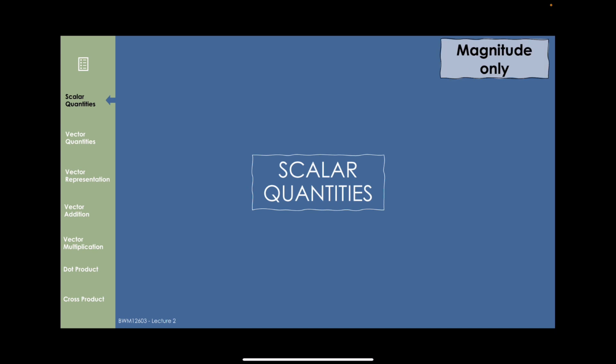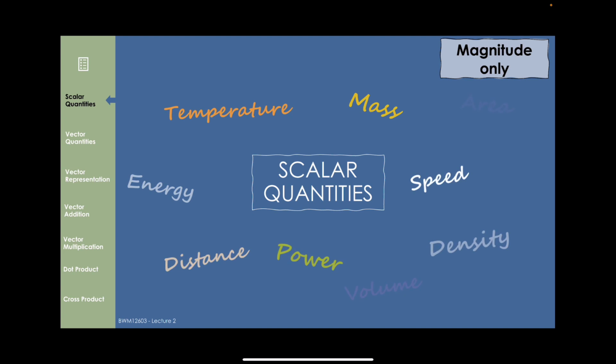So the scalar quantities are the quantities which require only magnitude, and of course together with units, to describe them completely. For example, temperature, area, mass, speed, energy, distance, power, all of these quantities are scalar quantities, and they do not require anything more than magnitude together with the units.